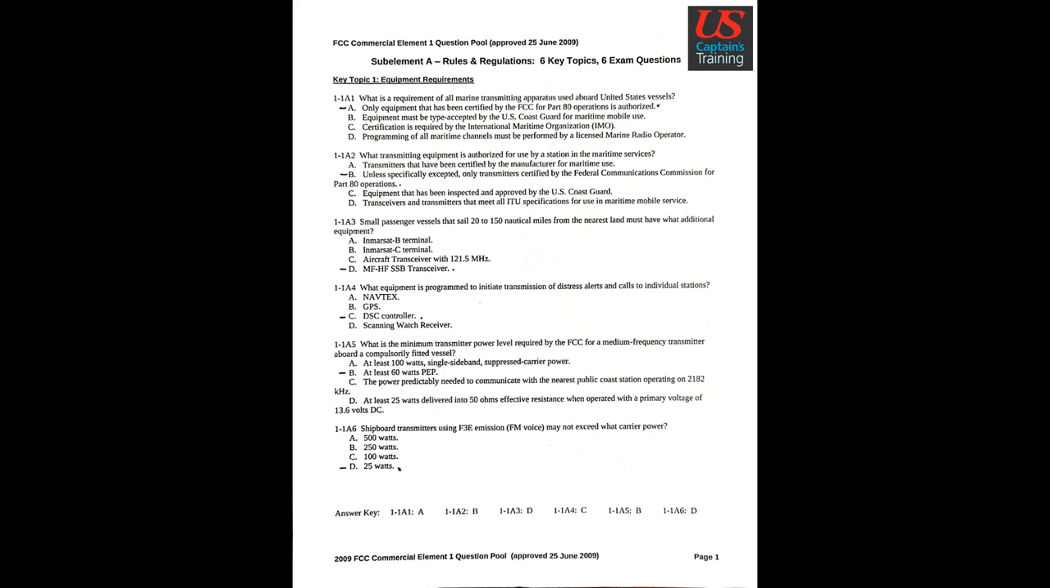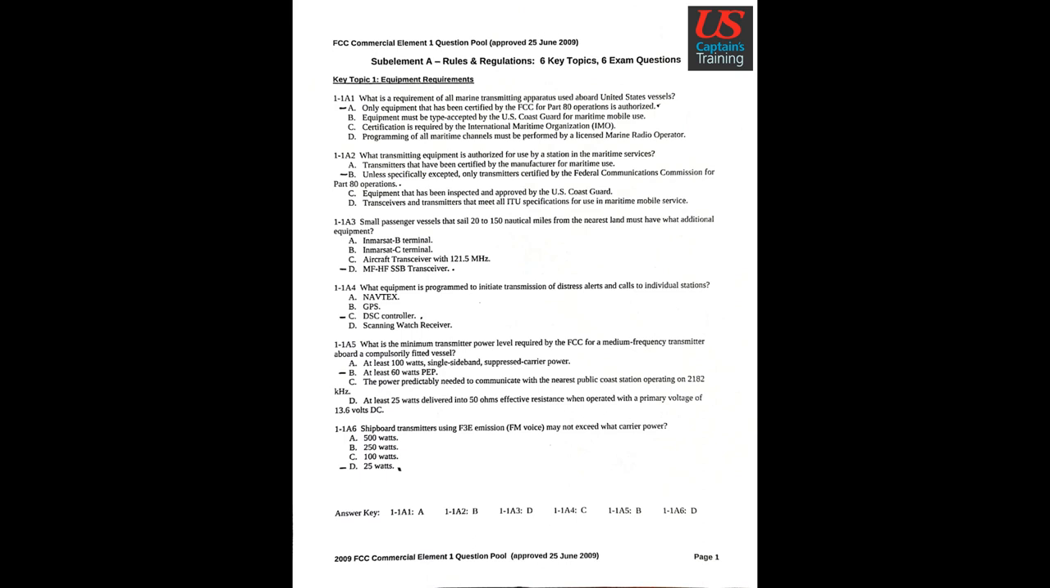3. Small passenger vessels that sail 20 to 150 nautical miles from the nearest land must have what additional equipment? D. MF-HF SSB transceiver. 4. What equipment is programmed to initiate transmission of distress alerts and calls to individual stations? C. DCS controller.